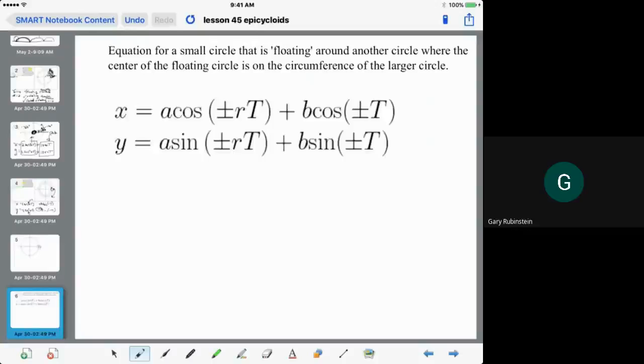And here we have on the screen the equation for a small circle. I know I said it doesn't have to be a small circle. You actually can have a big circle going around a small circle. Equation for a small circle that's floating around: a cosine plus or minus r t, depending on whether it's clockwise or counterclockwise. And the other one is b cosine plus or minus t, depending on whether the circle is floating clockwise or counterclockwise. So I'll give you a second to write that down.